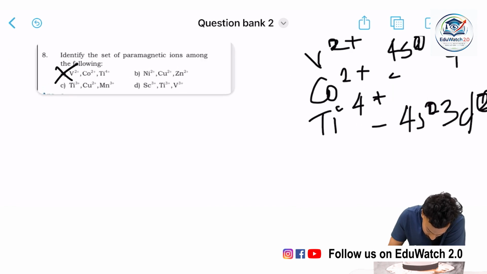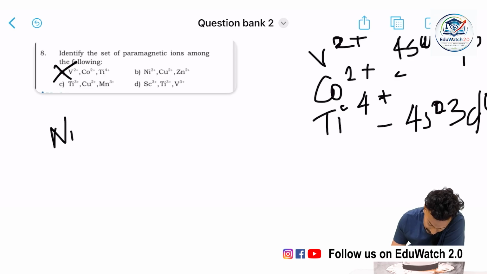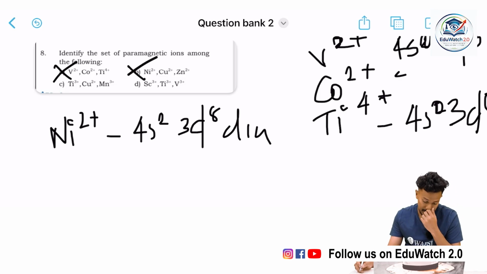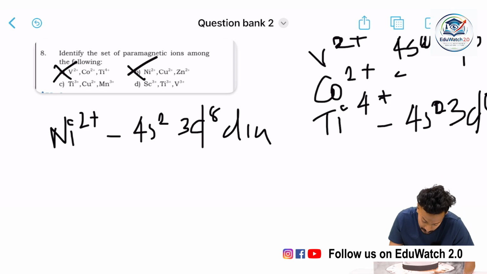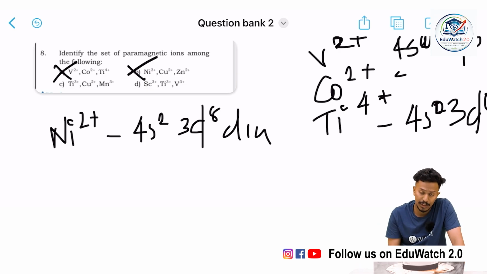Option B. Ni2 plus. 4s2 3d8, and with 2 plus it gives 3d8. It's diamagnetic. So option B is also wrong. We should find out which are the paramagnetic structures. If any one of them is diamagnetic, that whole option is wrong. So we do not have option A, we do not have option B. We do not need to check Cu2 plus, Zn2 plus.